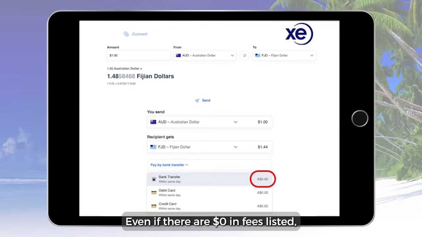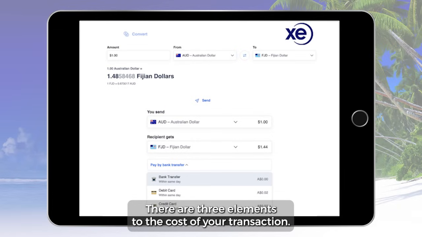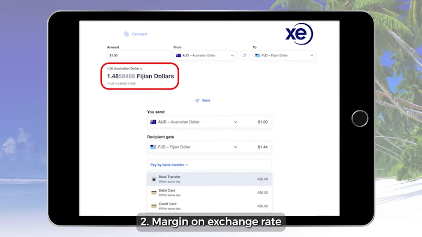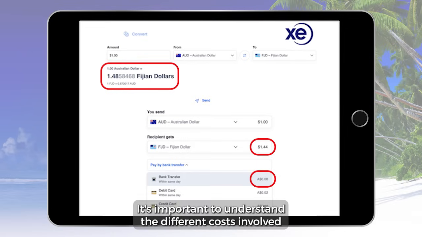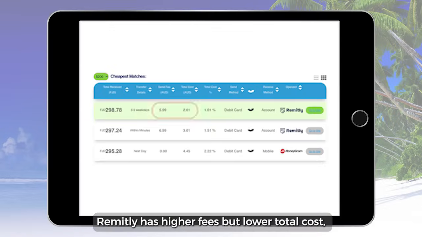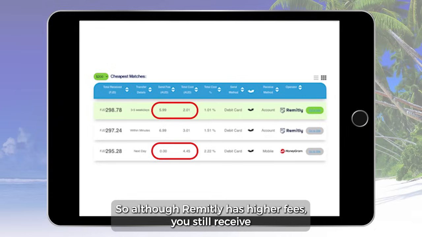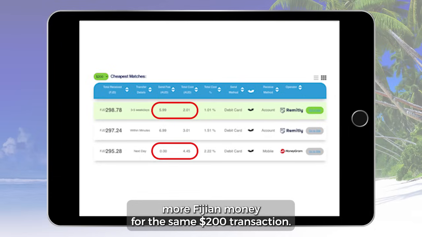Even if there are $0 in fees listed, there's still a cost to your transaction. There are three elements to the cost of your transaction. 1. Exchange rate. 2. Margin on exchange rate. 3. Fees. It's important to understand the different costs involved in making a transaction. Remitly has higher fees but lower total cost, whereas MoneyGram has no fees but a higher total cost. So although Remitly has higher fees, you still receive more Fijian money for the same $200 transaction.